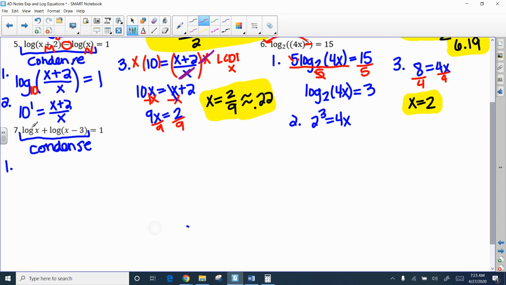This is in the form log base b of m plus log base b of n. So these have a plus sign in between. So when I combine it into one logarithm, it's still log base 10 since there's no base written. And this is going to be m times n. So I'm going to have log of x times x minus 3 equals 1.